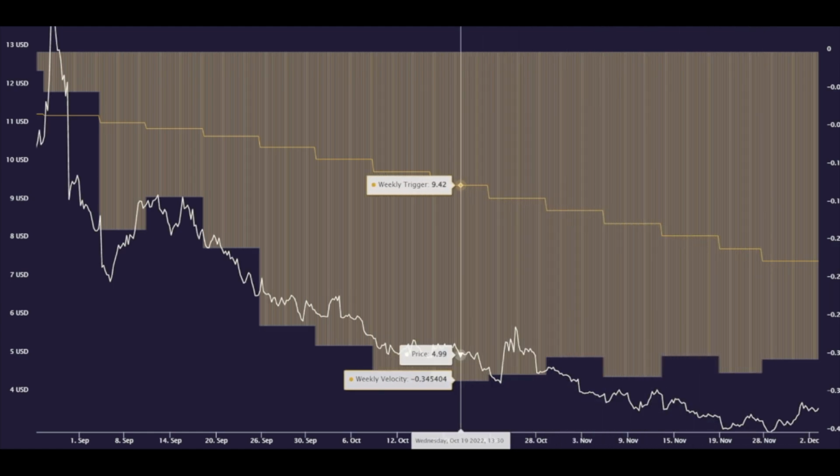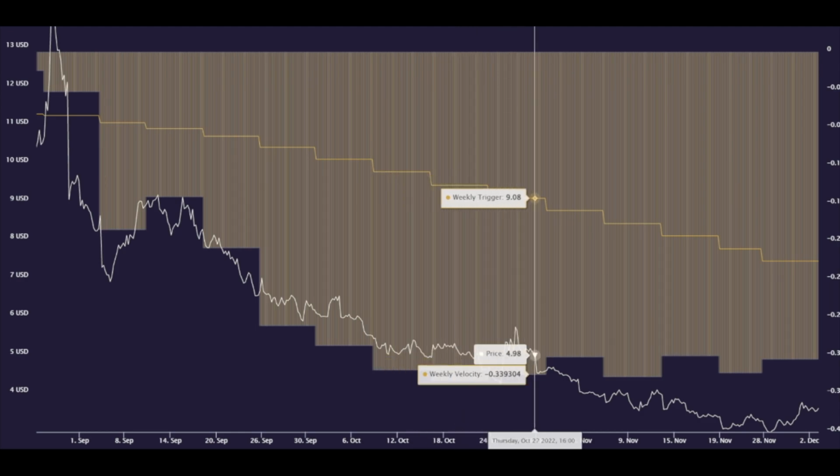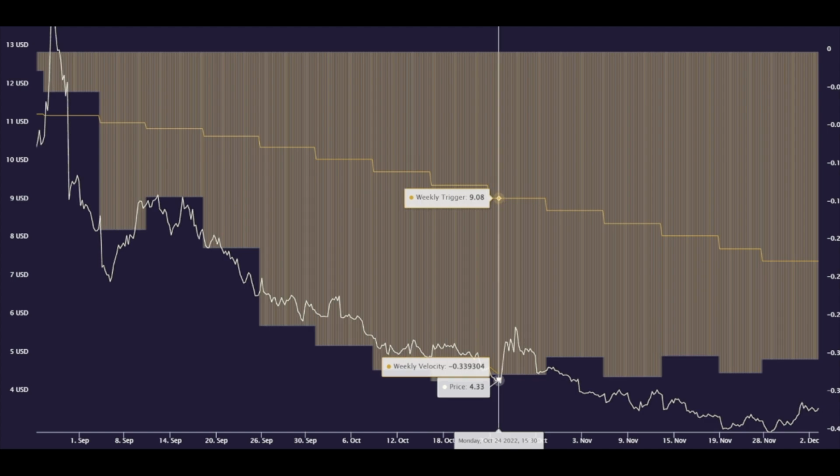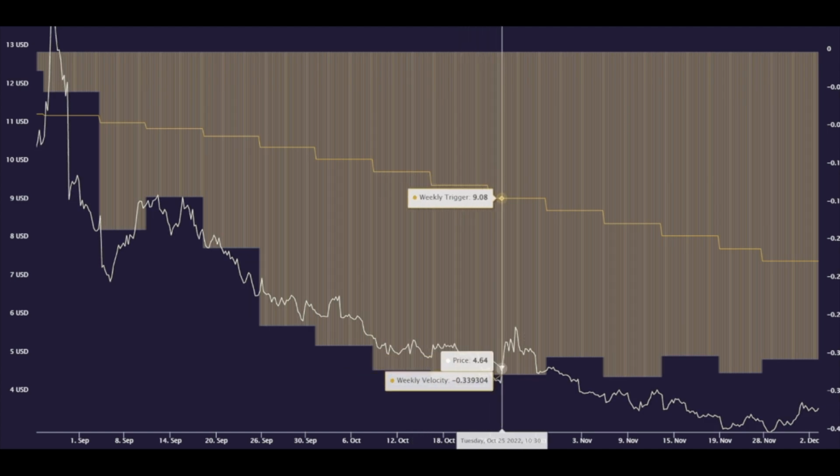So here was the most extreme print. You could see the velocity reading. The weekly velocity was negative 345, and price at this time was in the $5 range. And then price made a new low right here at 426, and velocity did not make a new low, so that's your first bullish divergence.